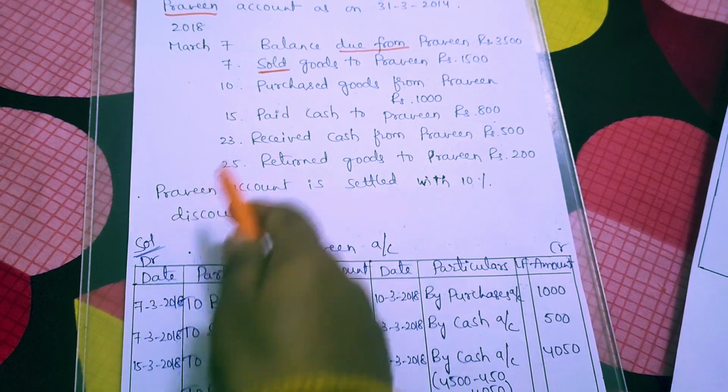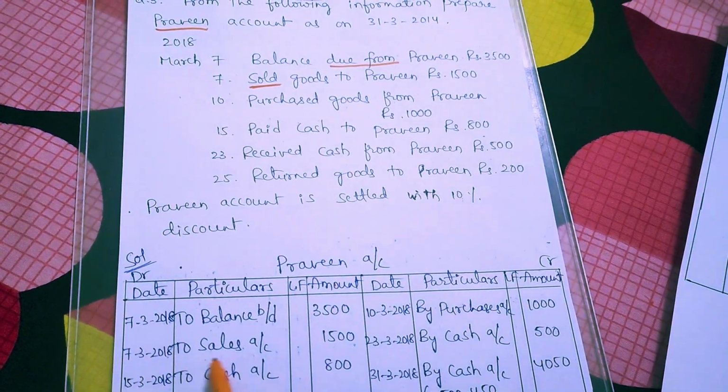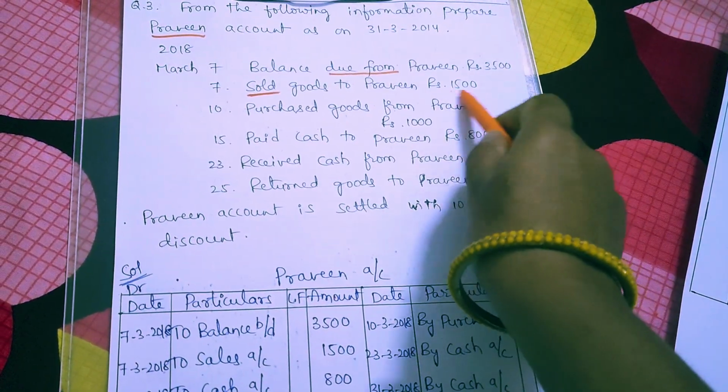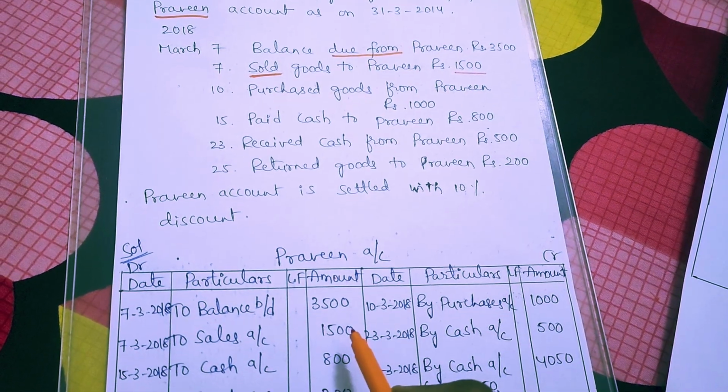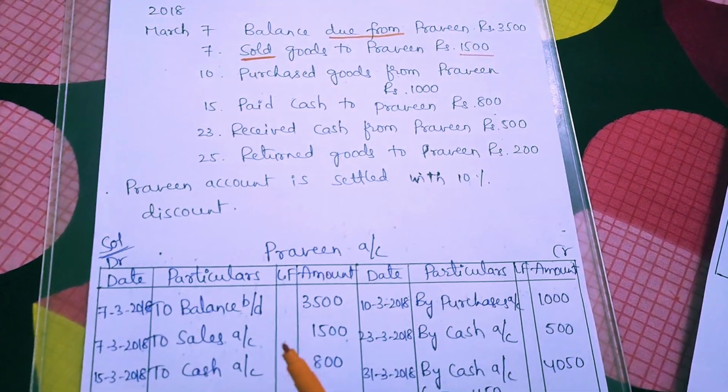Seventh date, to sales account 1,500 amount. Okay. Let us see next one.